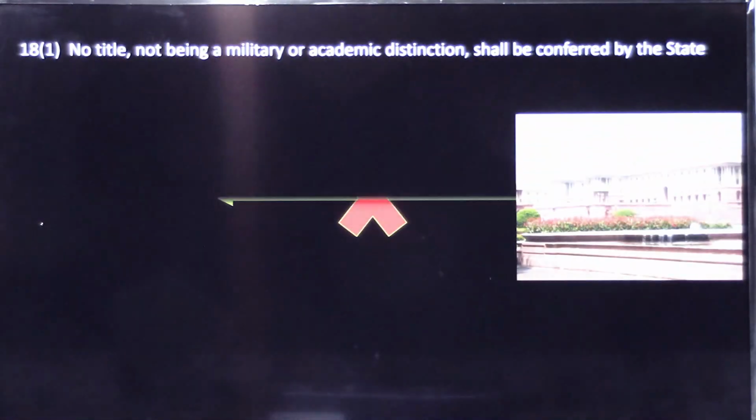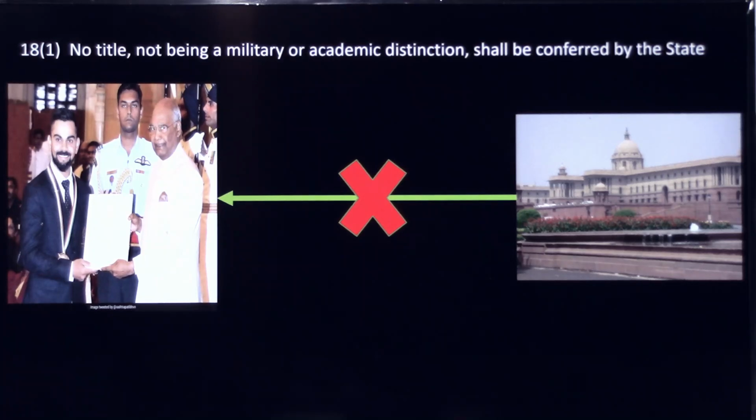Article 18 clause 1 reads: no title, not being a military or academic distinction, shall be conferred by the state. On the left hand side of the screen, you can see Virat Kohli receiving the Padma Shri award from the President of India. The very validity of Padma awards and Bharat Ratna awards was questioned in 1996, and we are going to discuss the details of that case once we have discussed clauses 18.2, 18.3, 18.4.